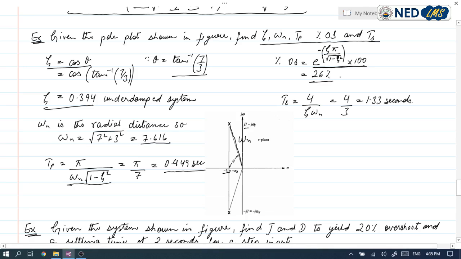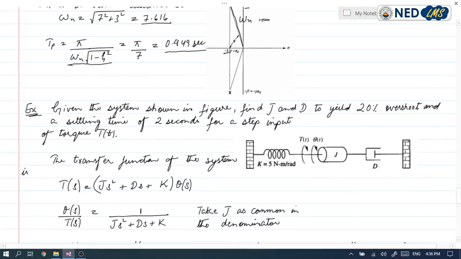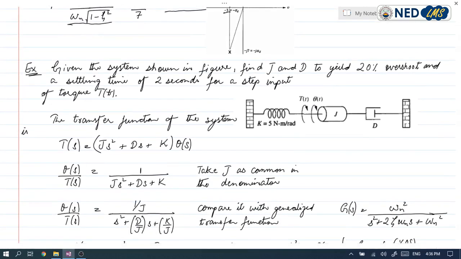And also for settling time, we know the formula of settling time, here this is the formula. So by putting the values of zeta and omega n in this term, we will get the settling time as 1.33 seconds. So this is an easy example. In this example we see that from the pole plot we are able to determine all the time specifications of second order systems. So now we have another example.